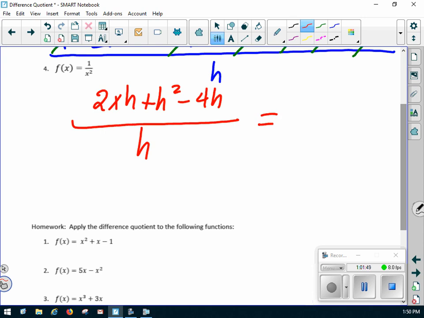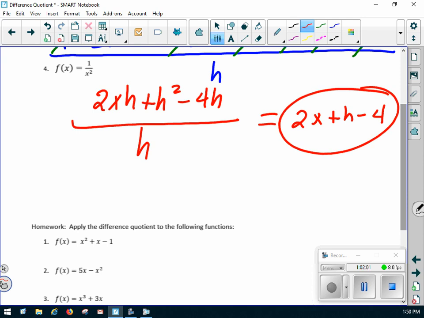Can you factor an h out of the whole numerator in your head? So what would your answer be? Just that, right? Because that h will factor out, cancel. Question? Oh, sure. Yeah, that's fine. All right, we got one more.